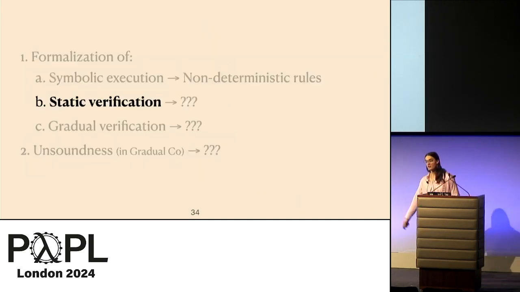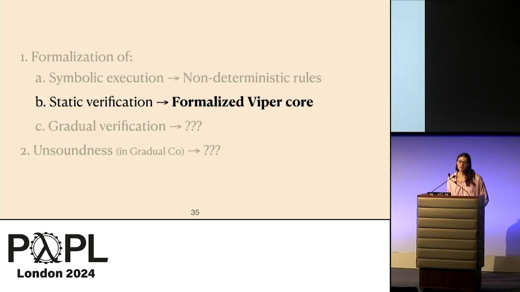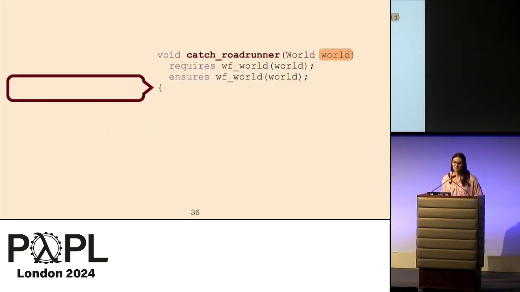So now let's move on to static verification. As I mentioned previously, our gradual verifier is based on Viper. And so we've formalized the core subset of the symbolic execution backend for Viper that's used by our gradual verifier. I won't discuss the exact formalization, go see our paper for that, but I'll show how we statically verify Wile E.'s code. So we'll start with his catch Roadrunner method that he wrote, which takes a world parameter.